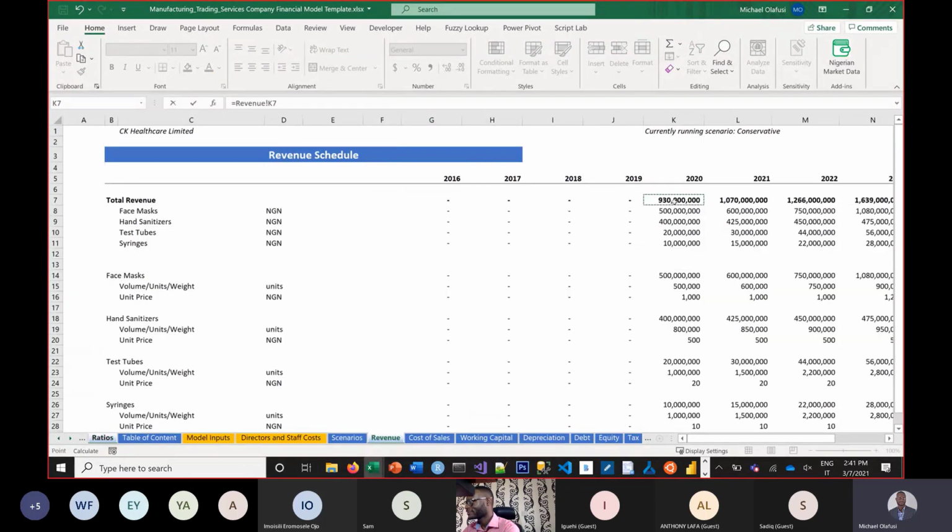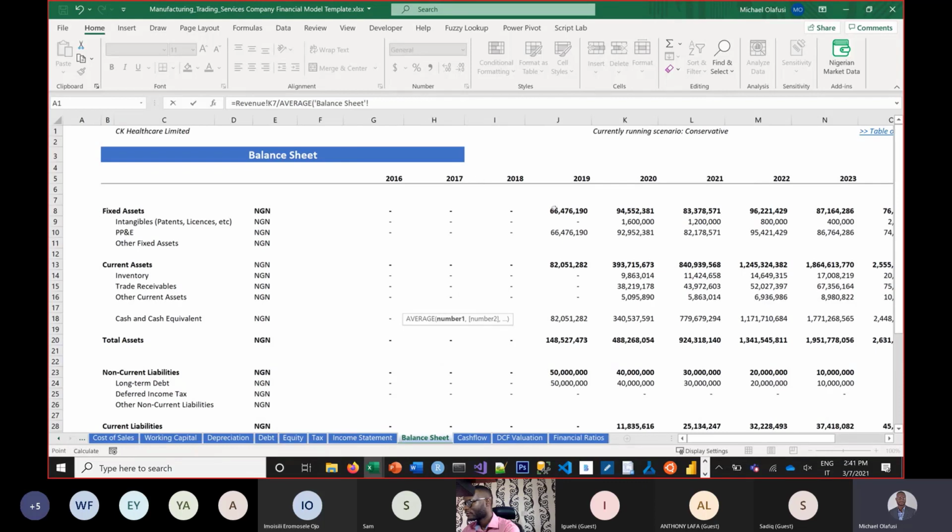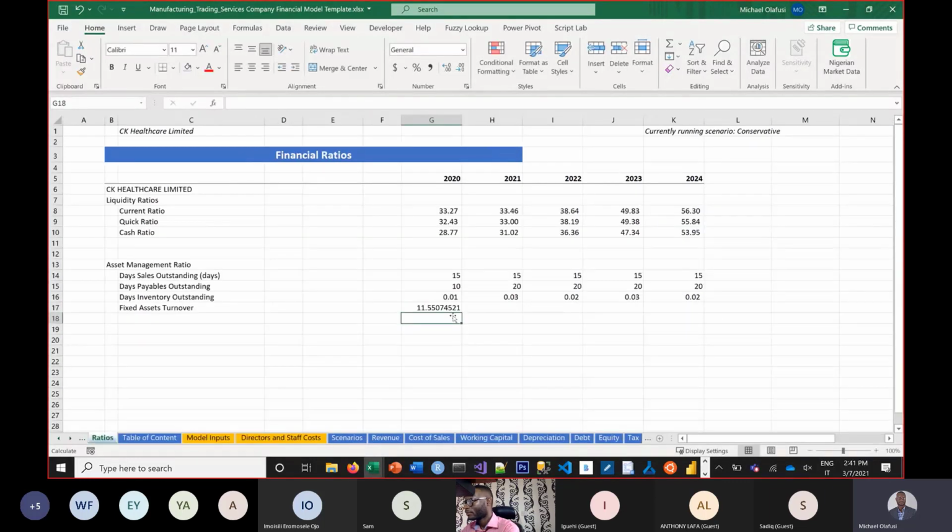So revenue divided by the, I go grab the, on the balance sheet line, then I grab the non-current assets. So that tells us how well we are converting our assets to revenue. Okay.